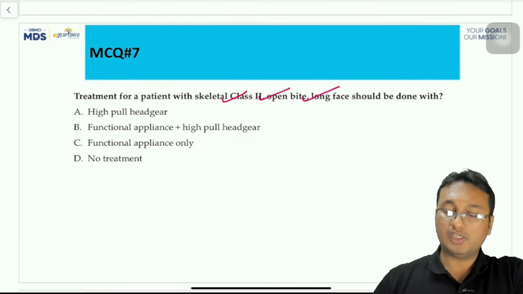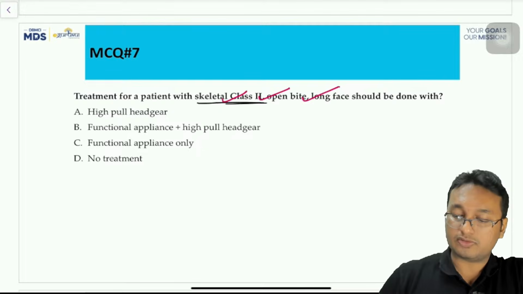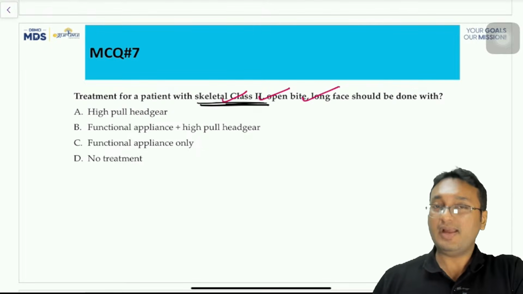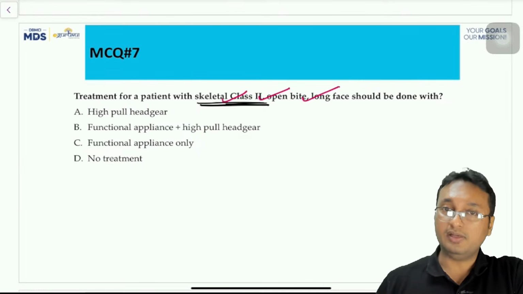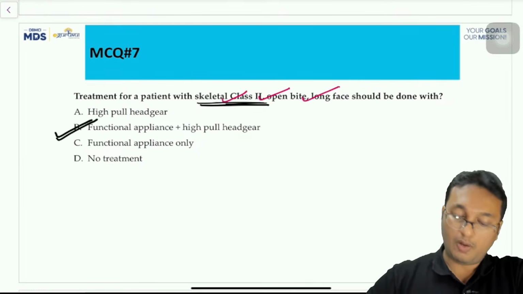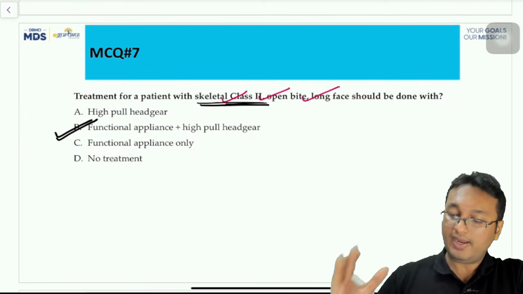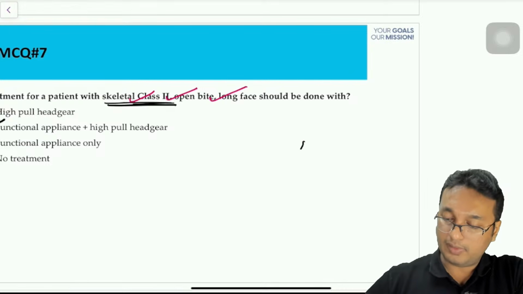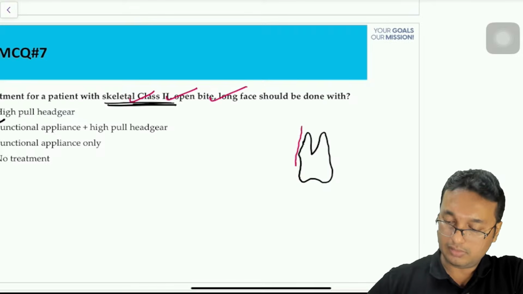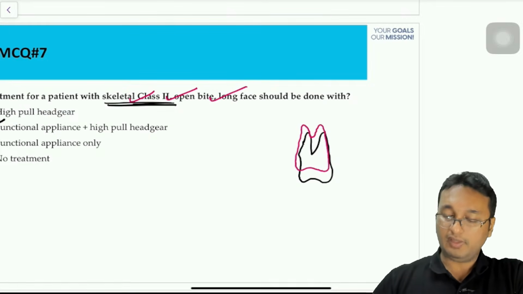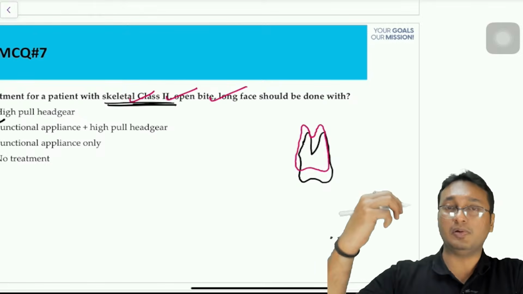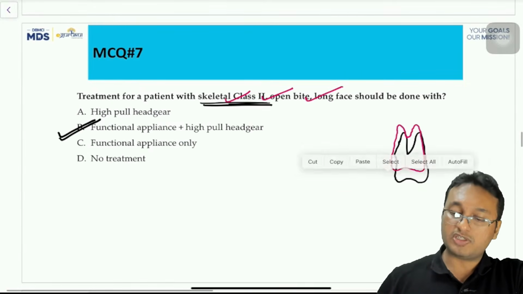Now you have to give a functional appliance because the patient has skeletal class 2. Right? Open bite and long face can be corrected by giving a high pull headgear. So a combination of functional appliance plus high pull headgear is required to correct this particular condition. High pull headgear, why? Because one of the effects of high pull headgear is that it causes intrusion of the upper molar, due to its line of forces.